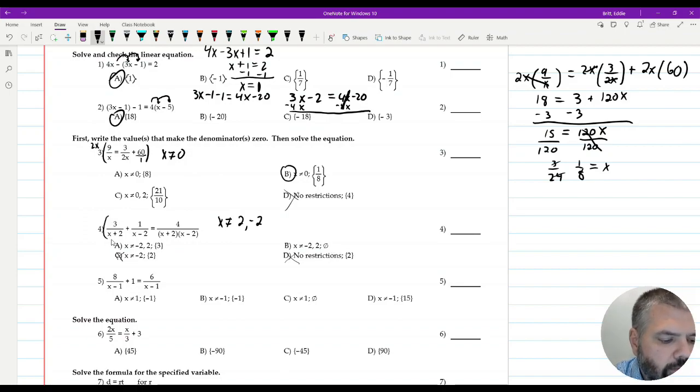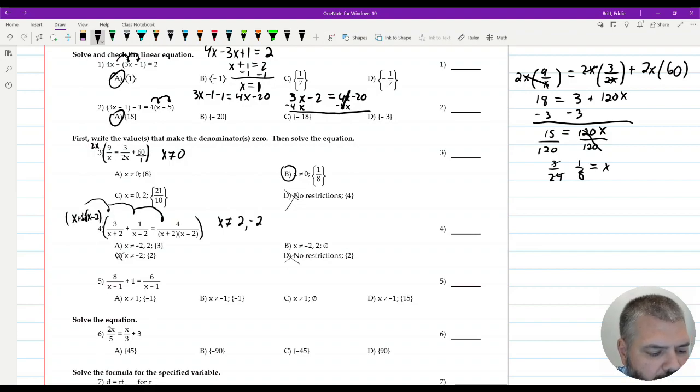So let's go through, multiply through by the least common denominator. And so we have to take each denominator or each factor once. So I'm going to multiply everything by x plus 2 times x minus 2. I could write it all out, but I'm multiplying it times each term.